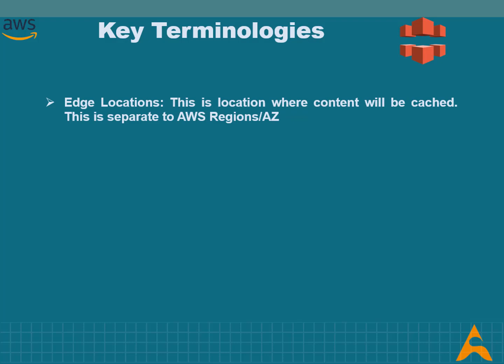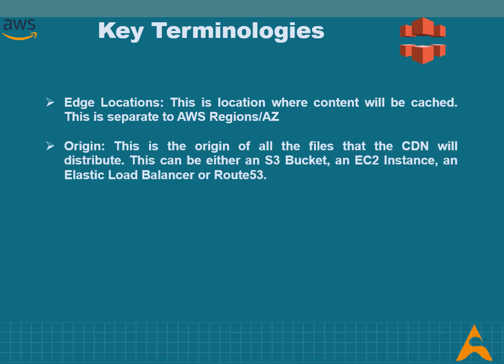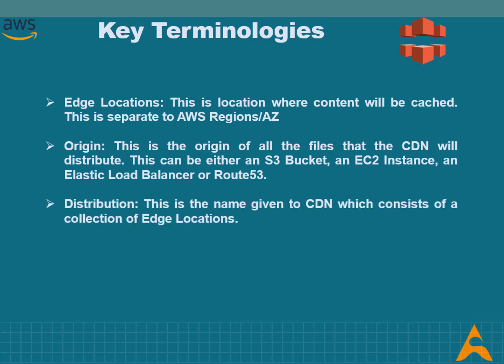The first thing is the edge location. As said earlier in the sessions, an edge location is a location where content is cached, and these are available at various locations in the world. There are currently around 56 edge locations. The term origin is where our web server is, and in our case it is India. In AWS terms, origin can be an S3 bucket, EC2 instance, or Route 53. And the term distribution is the name given to the CDN, which consists of edge locations. So when we create an AWS network with edge locations, it is called a distribution.